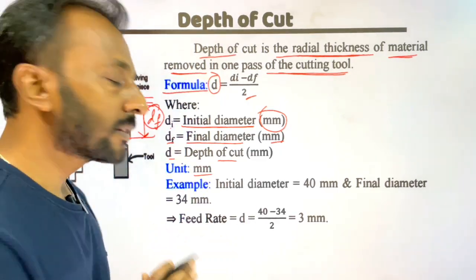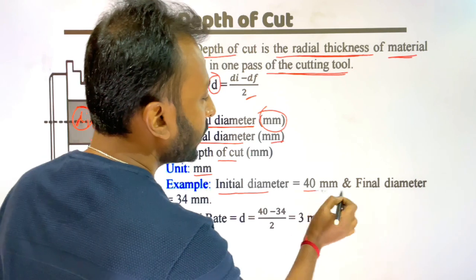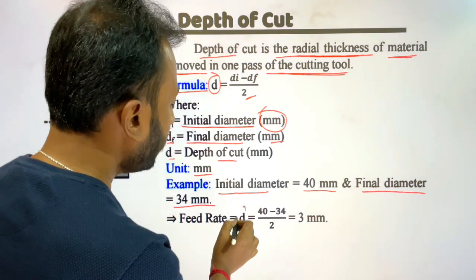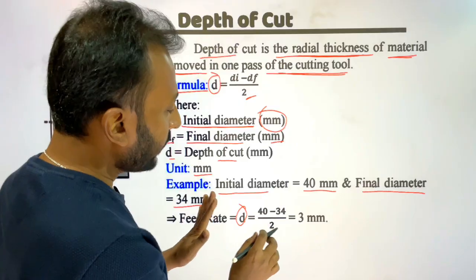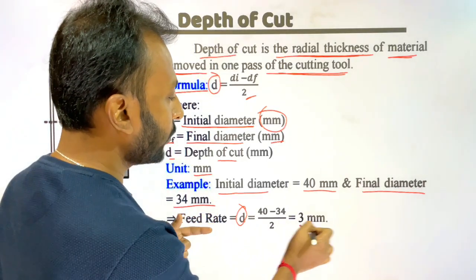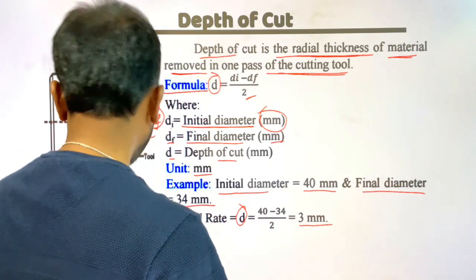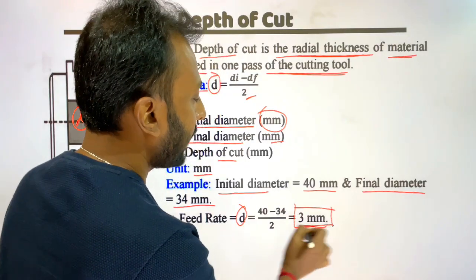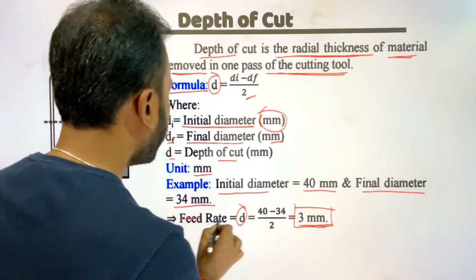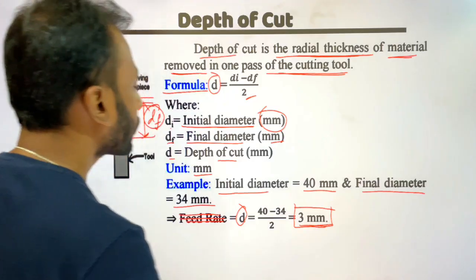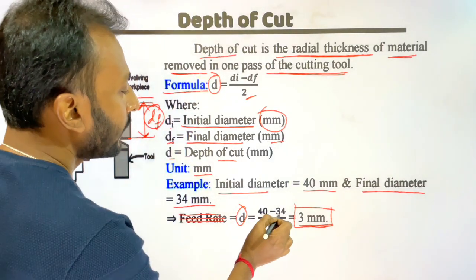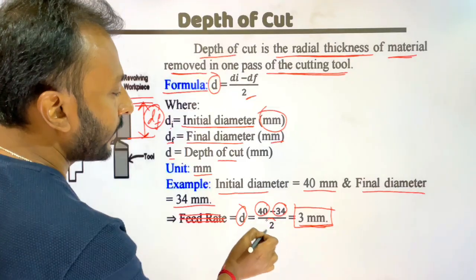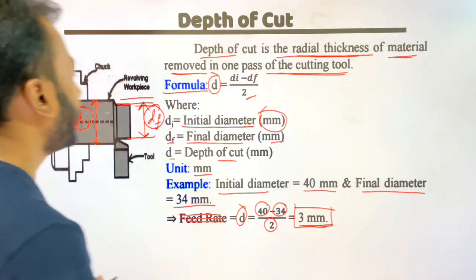Let's now see an example. Initial diameter is 40 millimeter and final diameter is 34 millimeter. Then the depth of cut d will be 40 minus 34 by 2, which is equal to 3 millimeter. So we get the depth of cut as 3 millimeter. We deducted the final diameter from the initial diameter and divided by 2.